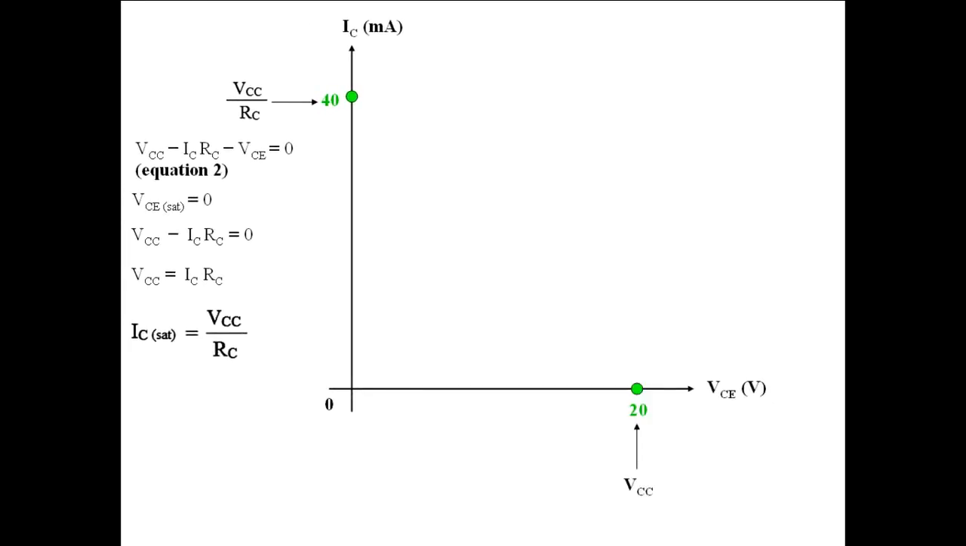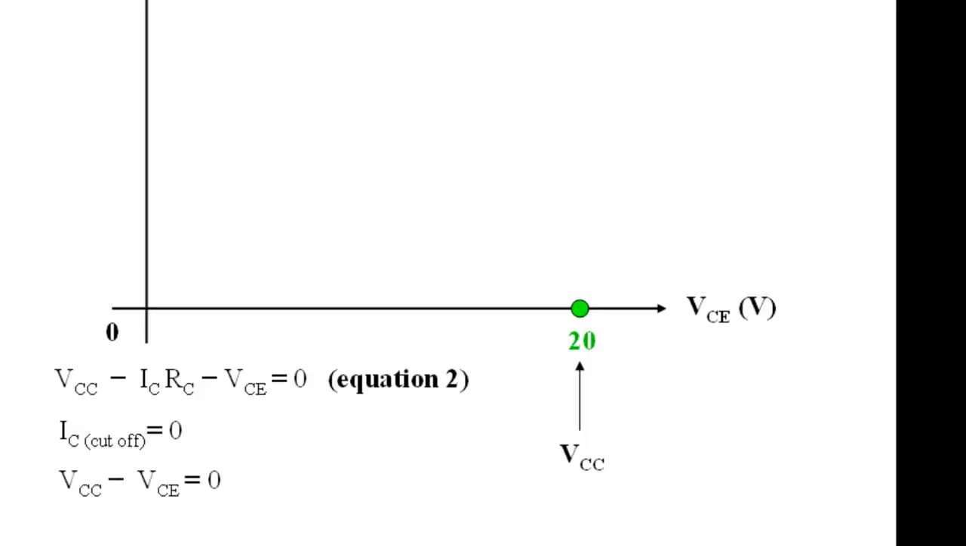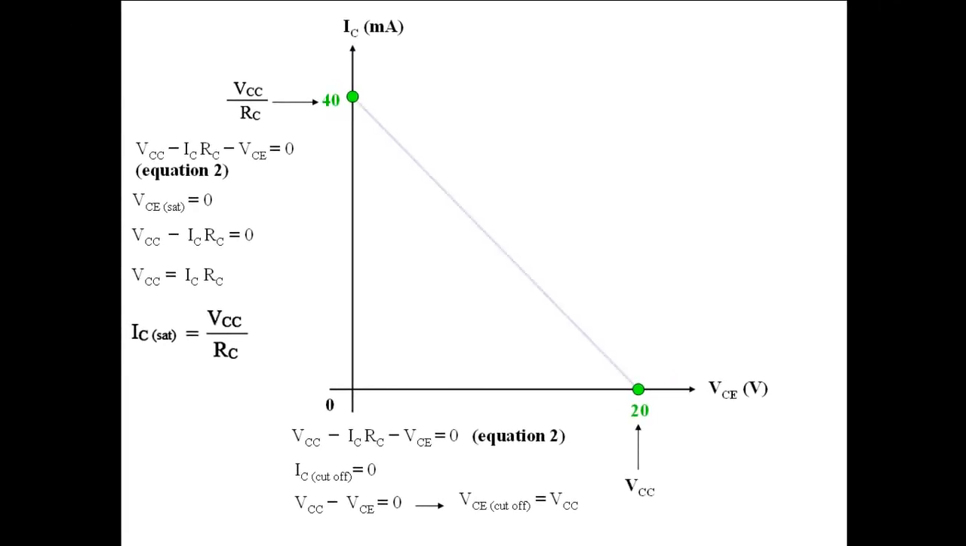The cutoff point is located at VCC. This value is also derived from equation 2. By substituting 0 for IC and rearranging the equation, we get VCE equals VCC. Now we draw the load line, which is a straight line that connects the 2 points.